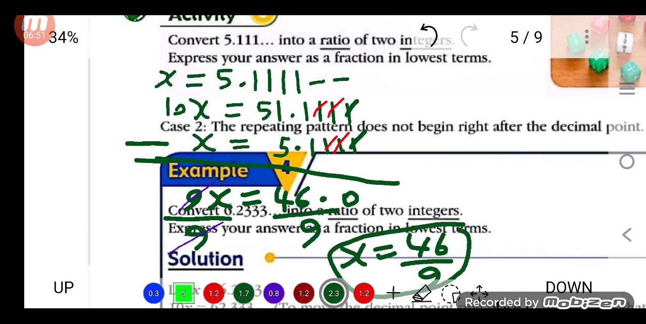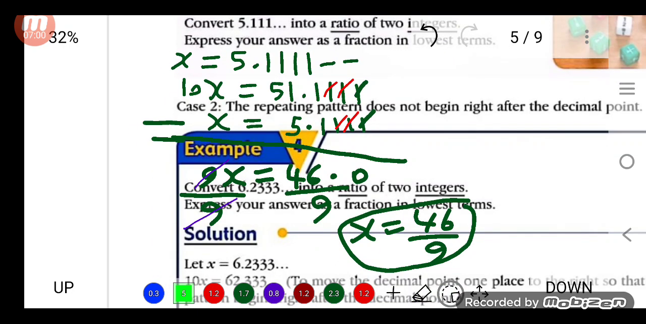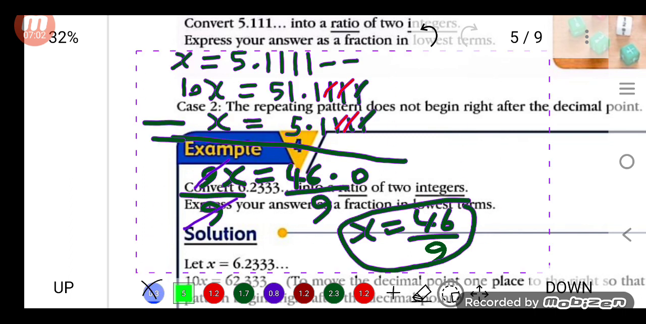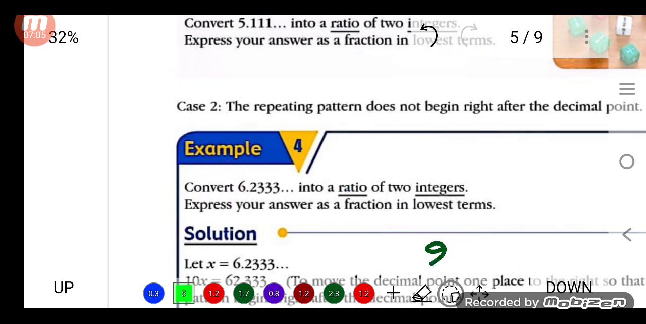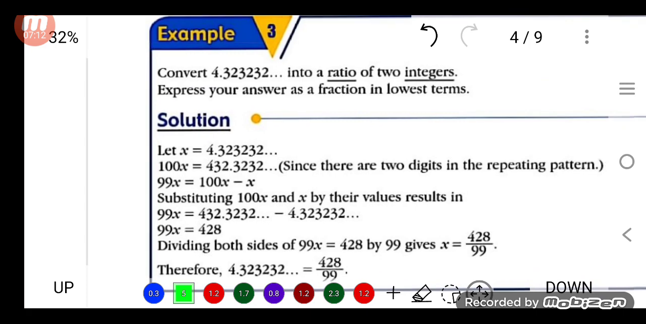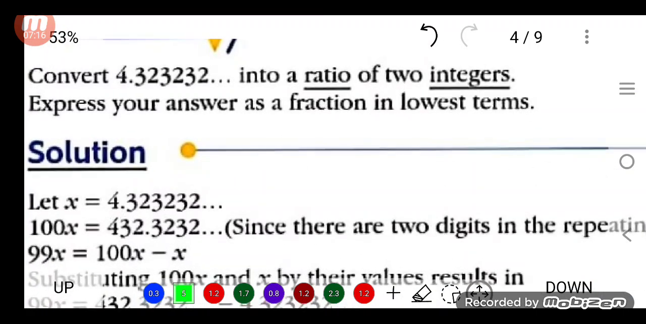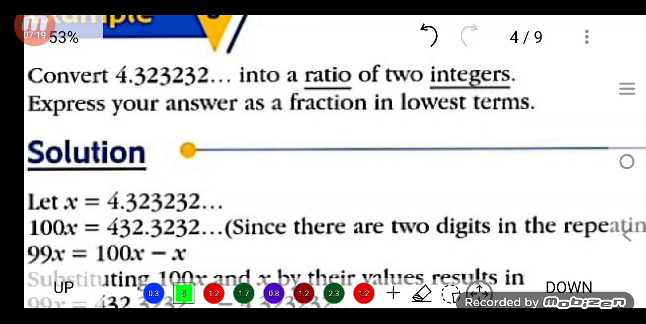Okay, this is the way you can solve it. If you want, pause the video and solve it again in order to make sure that you can do it in the exam or in any quiz or test. Okay, so let's now take another example. Here you have 2 digits repeated: 4.32, 32, 32. So we start exactly the same way.